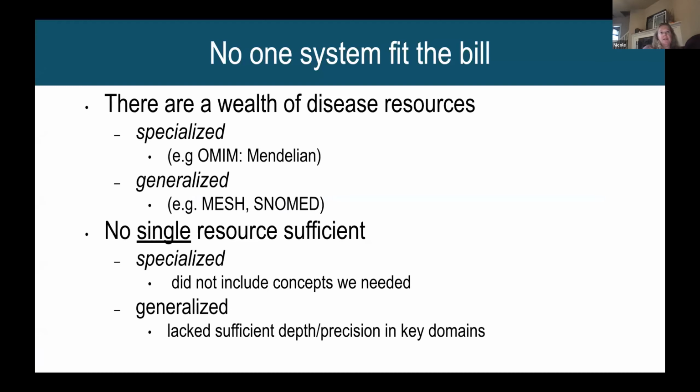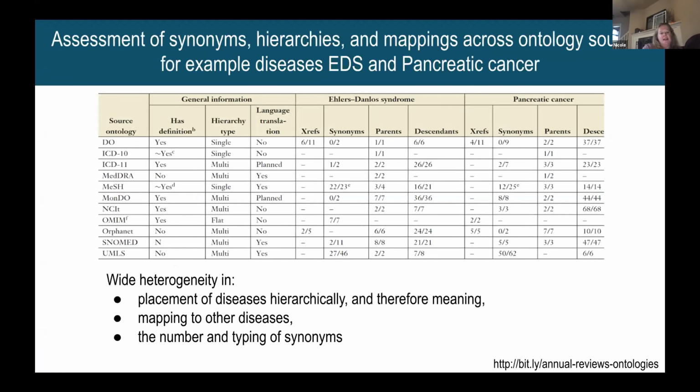So yeah, there was a wealth of disease resources, but a lot of them are specialized, like OMIM, which covers Mendelian diseases, or many of them are maybe too generalized, like MeSH or SNOMED. And there wasn't a single resource that was sufficient. And they also did this really nice table in the paper. They did an assessment of the different types of information that was contained in each different terminology. And this was looking at Ehlers-Danlos syndrome and pancreatic cancer, for example. And they found that there's a lot of heterogeneity within the different terminologies, with whether they have definitions available, the types of synonyms that they're including, the mapping to other diseases.